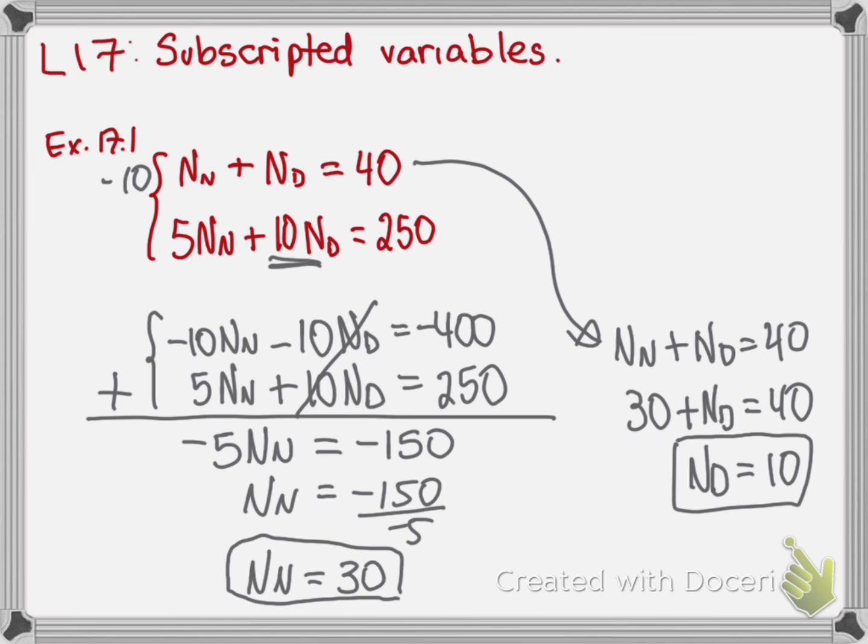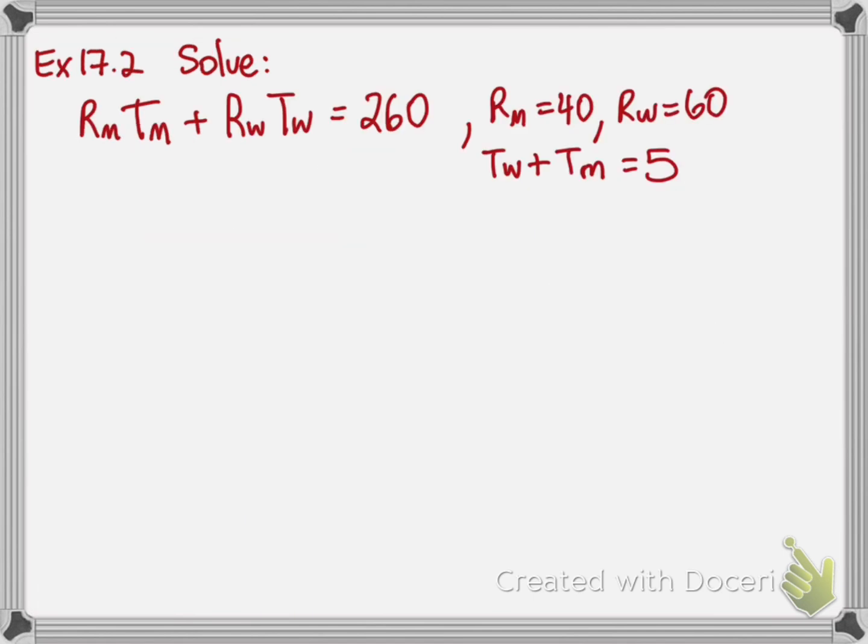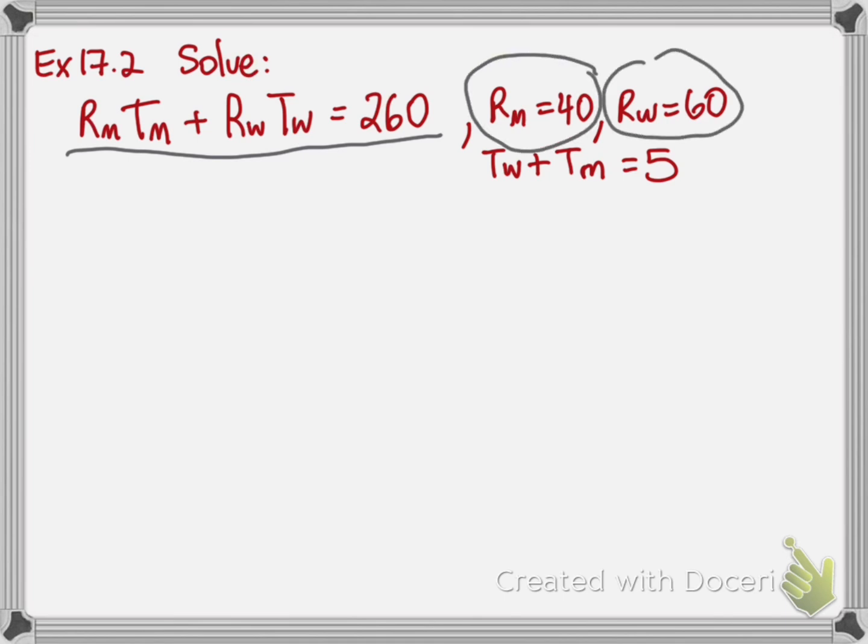So it's very simple. We are working just like with any other variable, like X or Y, but in this case, we're using NN and ND to get used to using subscripted variables to represent and solve word problems. In the next example, we have a main equation, which is the first one that they give us, and then they give us the value of our M, our W, and then some information about the time.